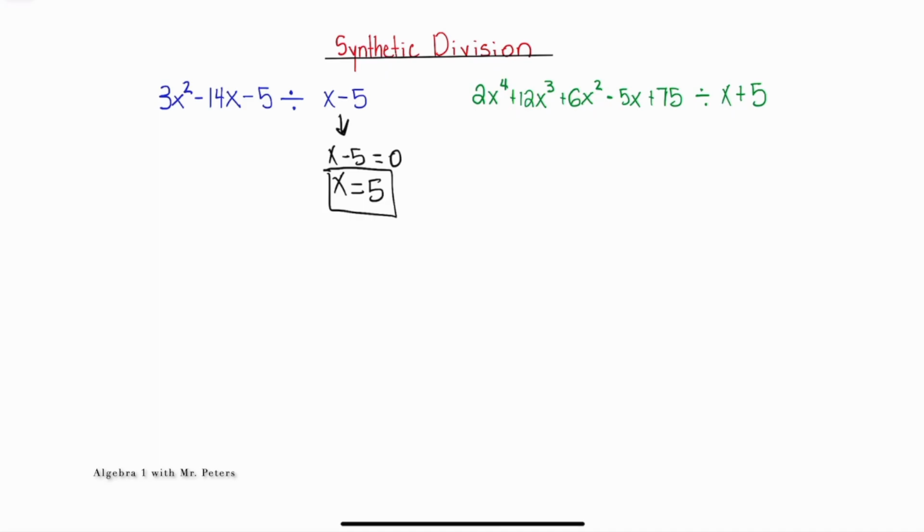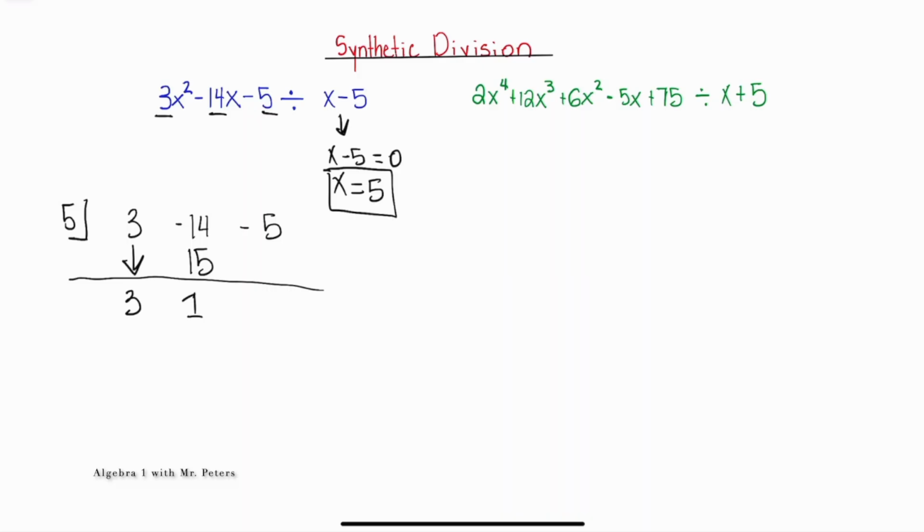So now that we know that, we're going to set this up. We have 5 over here, and then we write the coefficients of the trinomial. So that's 3, negative 14, negative 5. And then we always bring down the very first term. And now at this step, we multiply and add. So 5 times 3 gives me 15. Negative 14 plus 15 is positive 1.